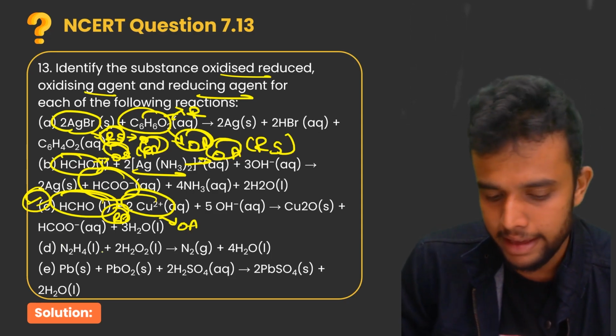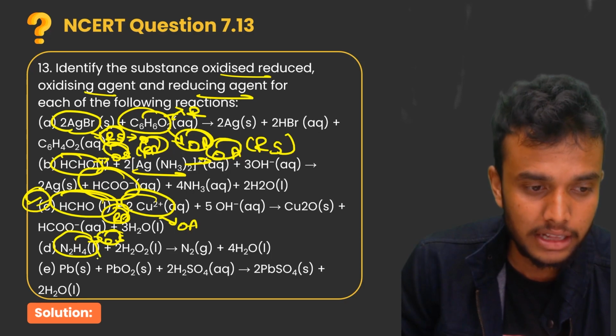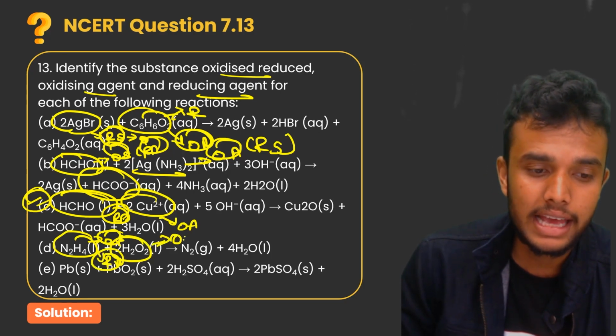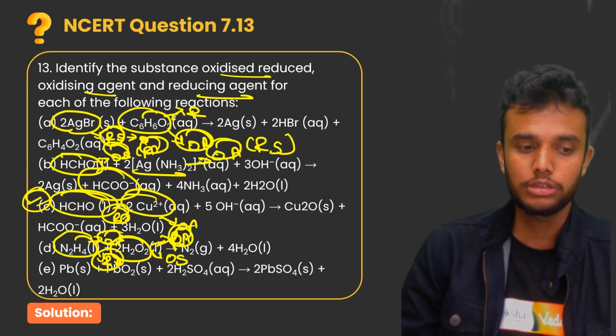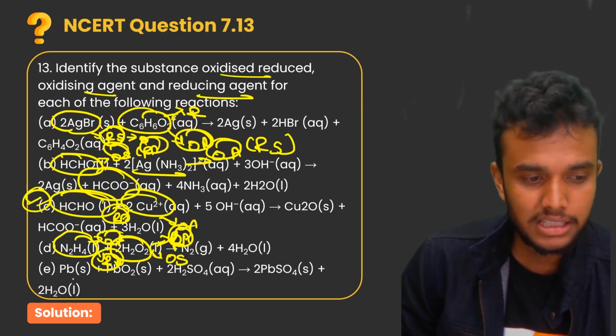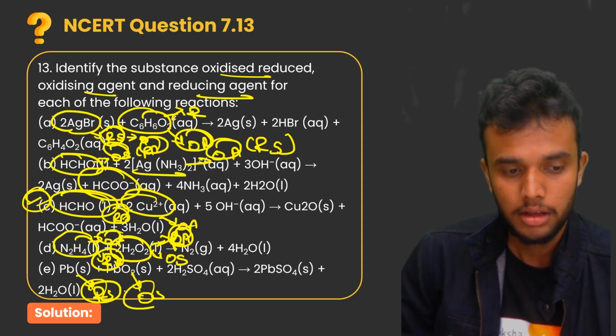What about this case? In this case, N2H4 acts as the oxidized substance, which is nothing but the reducing agent. This H2O2 molecule is an oxidizing agent, the reduced substance. In this case, what is this? Yes, in this case, this is a reduced substance. This is an oxidized substance, PbO2.